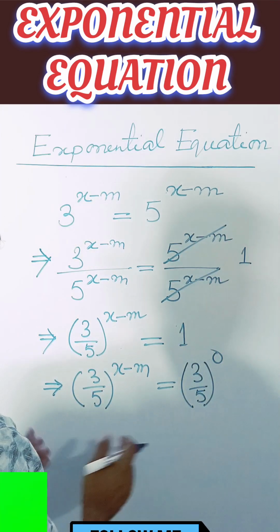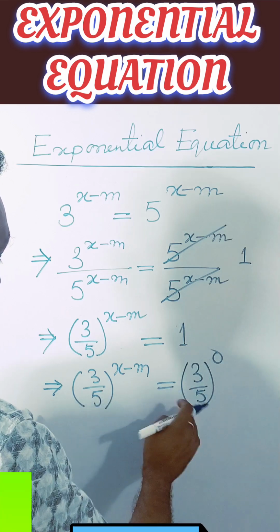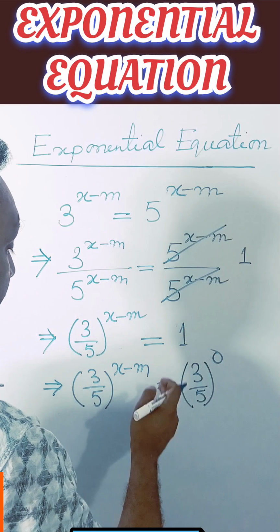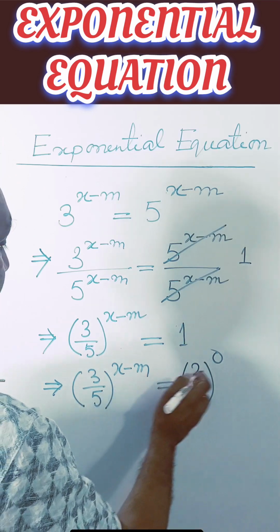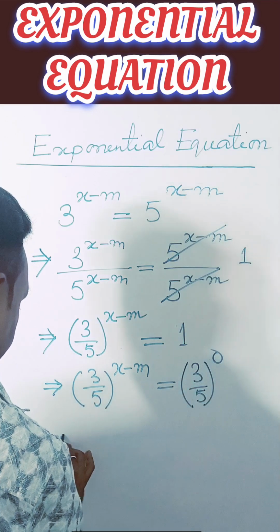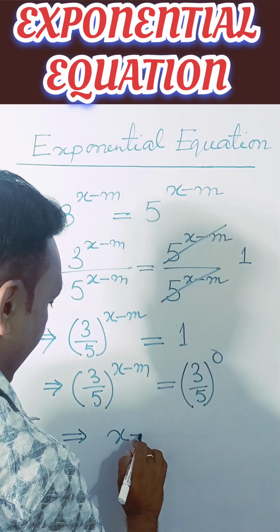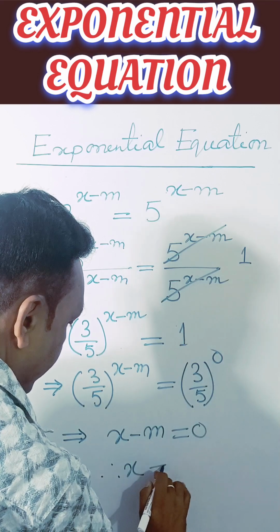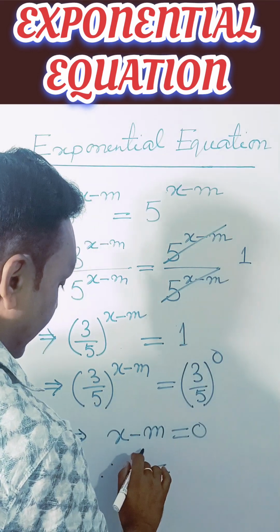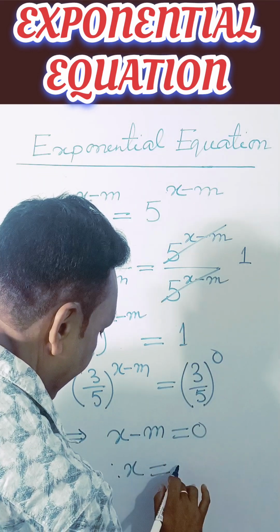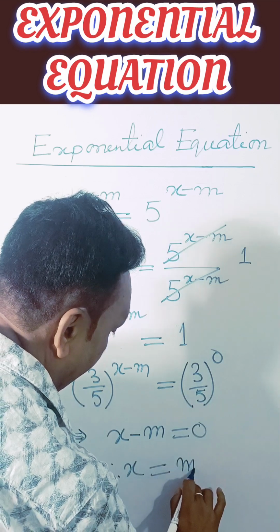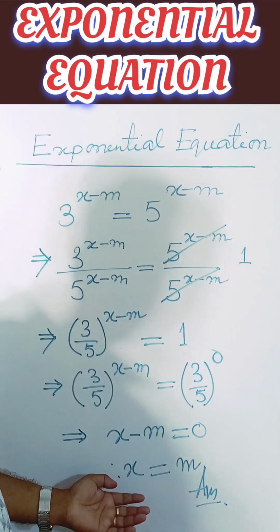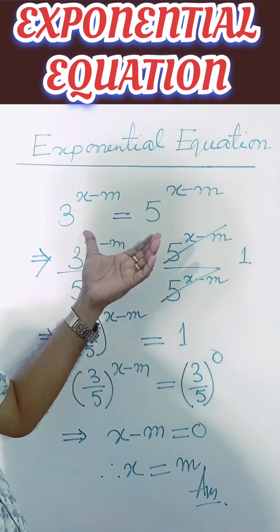Now if you see, their bases are the same. This is the base, and these are the exponents. If the bases are the same on both sides, then we can equate their exponents. So x minus m equals 0. Therefore, if we apply transposition, x will be equal to m. So this is the solution. The value of x is equal to m for this exponential equation.